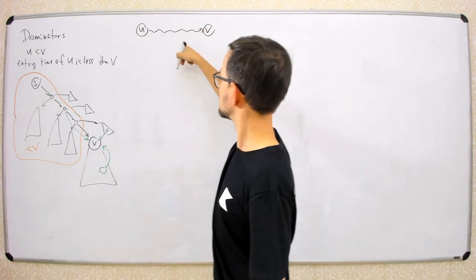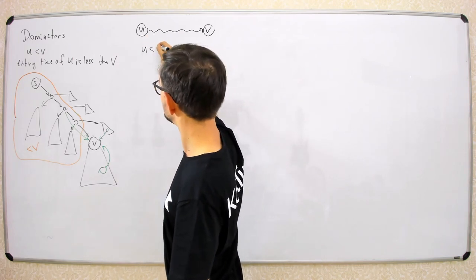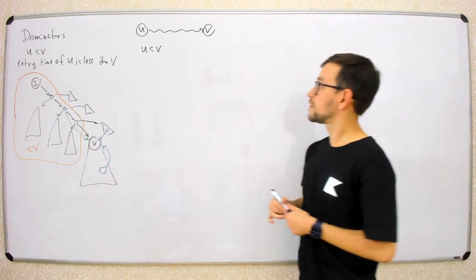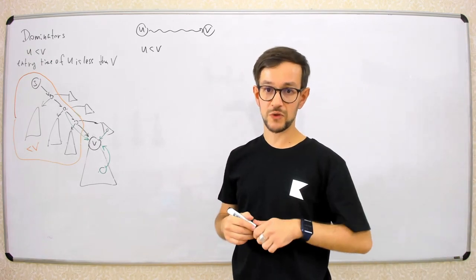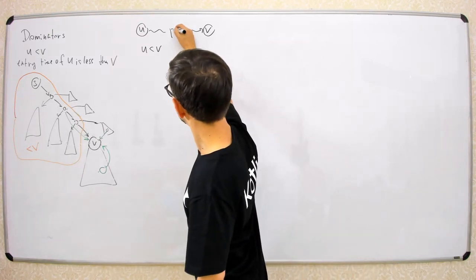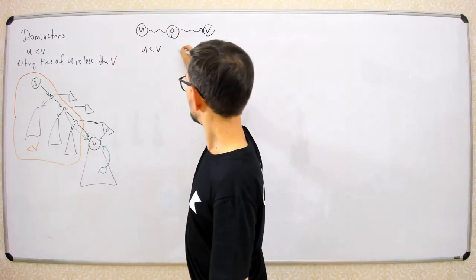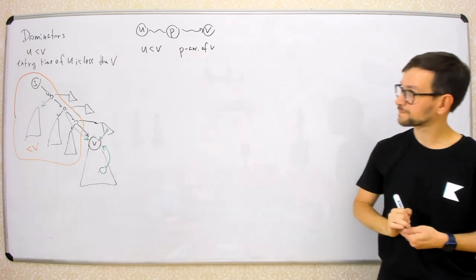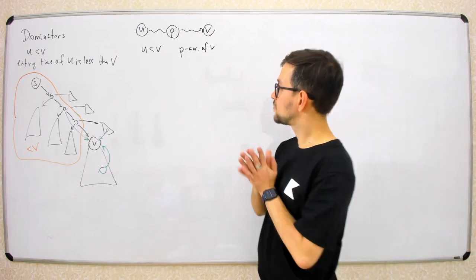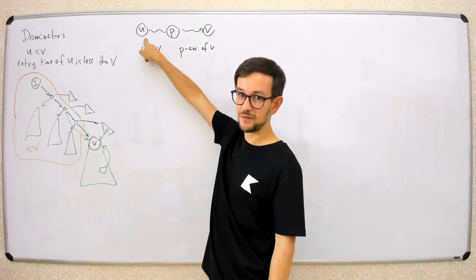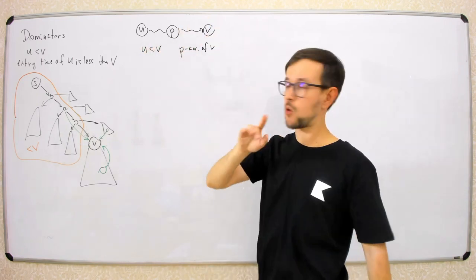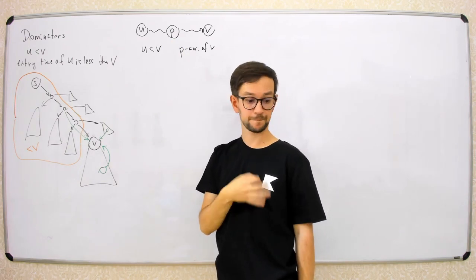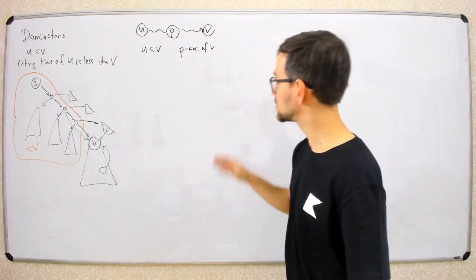And this path is actually from some node U, which is less than V. Then, on this path, there must be some ancestor of V. So on this path, there must be some node P, and P is an ancestor of V. So if you move from some node which is less than V to node V, then you always visit at least one ancestor of V. That's all. That's the whole theorem.